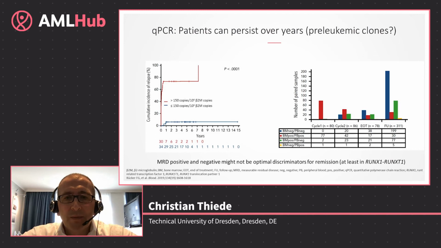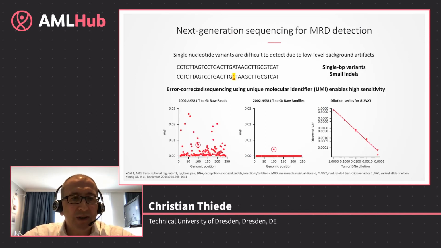What about persistent disease, and how can we use that? I think a very attractive study was recently published by the AMLSG group, where they could actually show that we need cutoffs. When you only look at positivity or negativity, you can mislabel patients as being prone to relapse, and only if you define certain thresholds. In this study, 150 copies per 10 to the 6 copies of beta microglobulin was discriminative, but not if you look at just positivity or negativity.